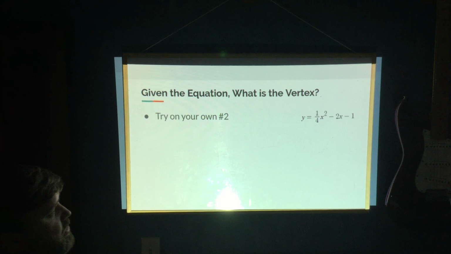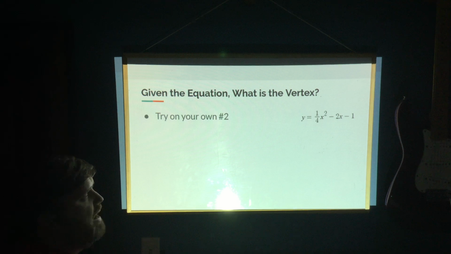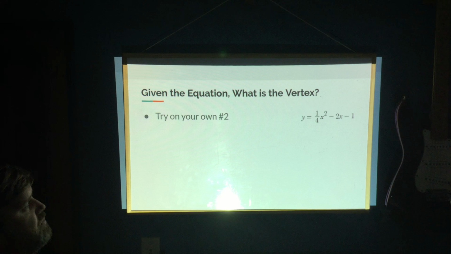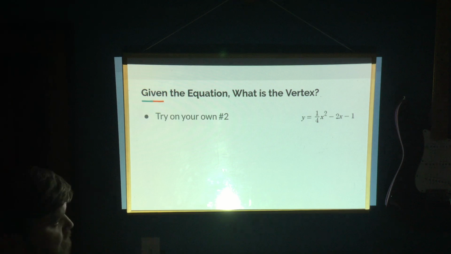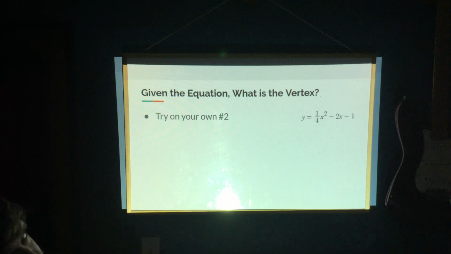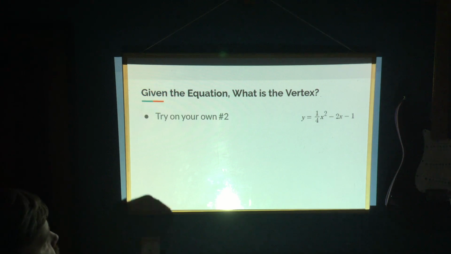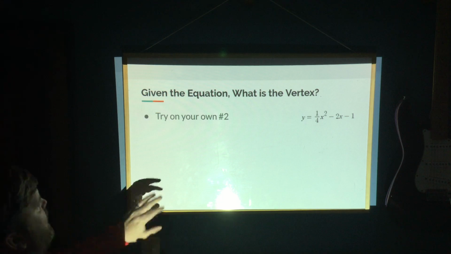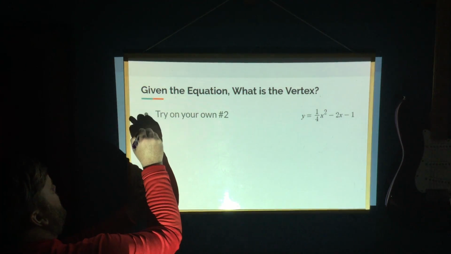All right, the next one I'd like you to try on your own. We have y equals 1/4 x squared minus 2x minus 1. So go ahead and pause the video and see if you can find the vertex of this parabola. All right, this one had a fraction. Hopefully that didn't trip you up too much. We should be able to work through that. Let's see what we end up getting.